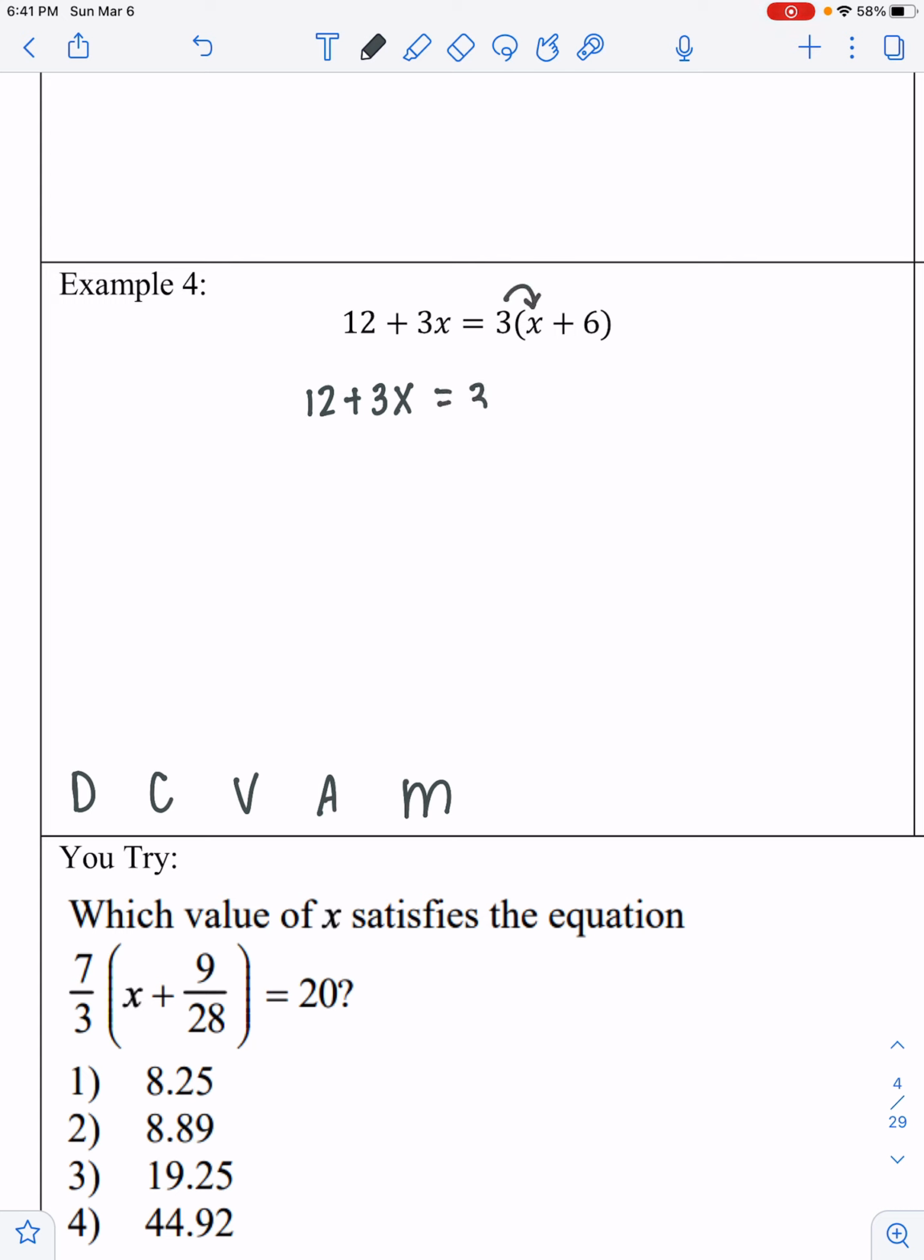3 times x is 3x. 3 times 6 is positive 18. Oh wait, we did do these in class, but it's very important we go over them again. Step 2 is combine like terms. Take a look at the left side of the equal sign. 12 plus 3x, there is nothing to combine. And then on the right side, 3x plus 18, nothing to combine. These are not like terms, so we are done.